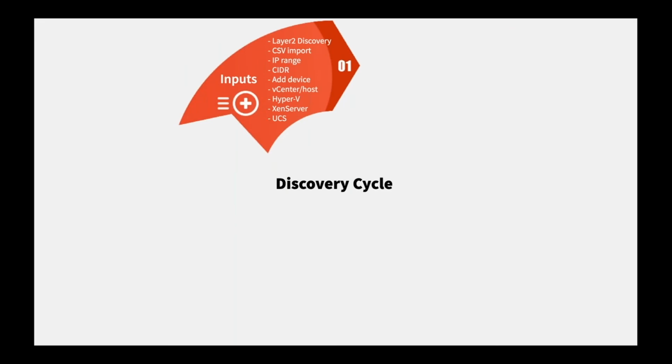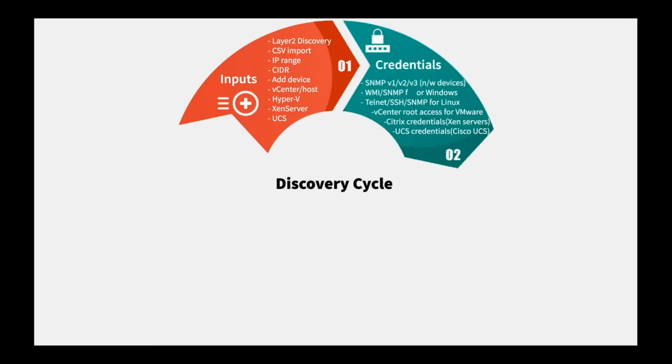Stage 1 is where you feed in the device details, and there are different ways to do that. You can do a layer 2 discovery scan, or if you have all the device details in a CSV file, you can import them through a CSV import. Or you can mention an IP range to discover the devices, and you can do a separate device scan for vCenter, Hyper-V host, Xen server, or UCS.